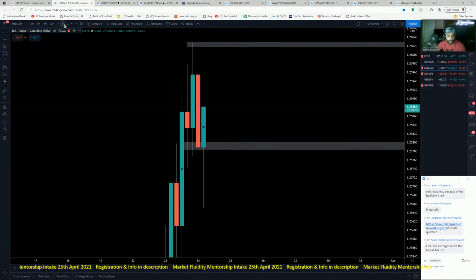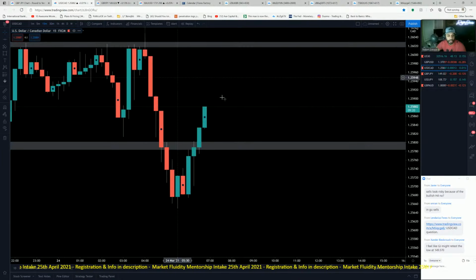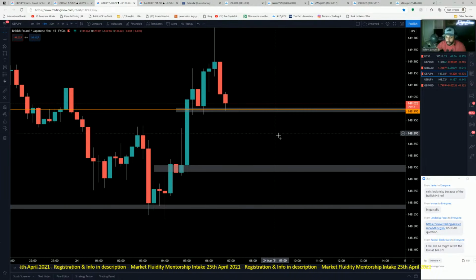Let's take a look on the 4-hour. Oh wow, it's galloping right now. I feel like GJ might retest the low at 149.570. Yeah, if that happens, that's more pips.